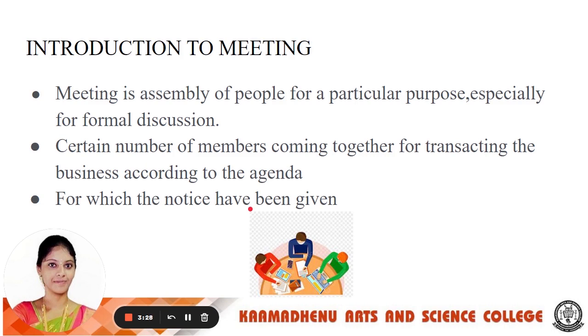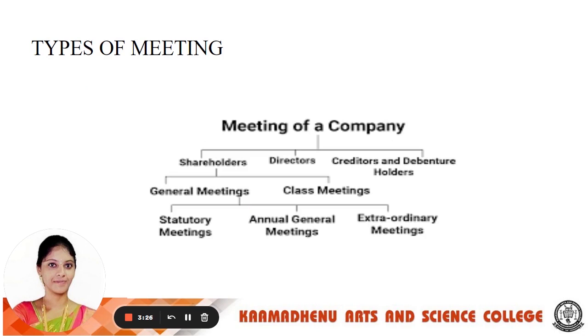Next, we are going to see the types of meeting. There are different types of meeting. There are majorly four meetings in the organization. One is the members' meeting, that is held by the members of the organization. Under this, we have these types. Meetings of a company are classified into three categories: shareholder, director, and creditor and debenture holder. The shareholder meeting is divided into general meeting and class meeting.